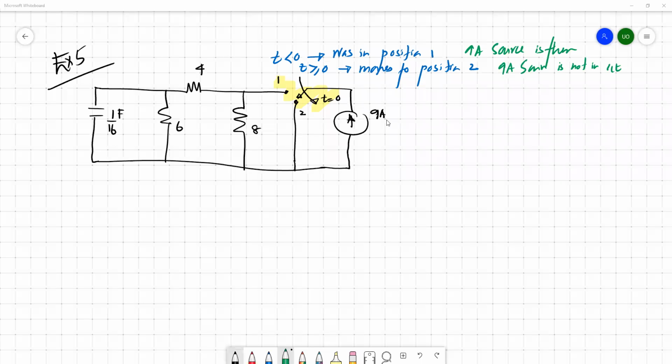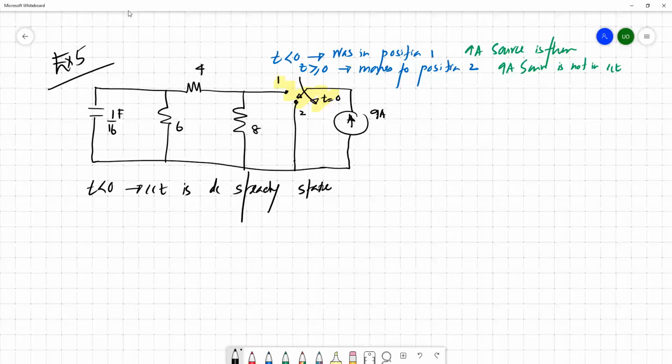So it says that for t less than 0, the circuit is in DC steady state. Yes, sir, we can see now. So we can use this information to evaluate the circuit when t less than 0 to find out the initial condition of this capacitor.